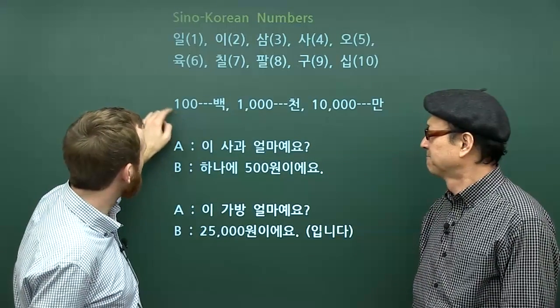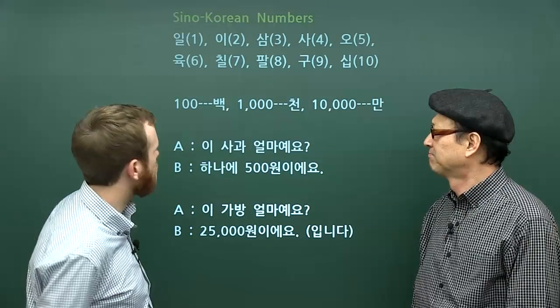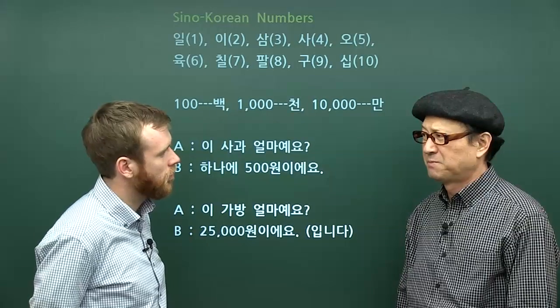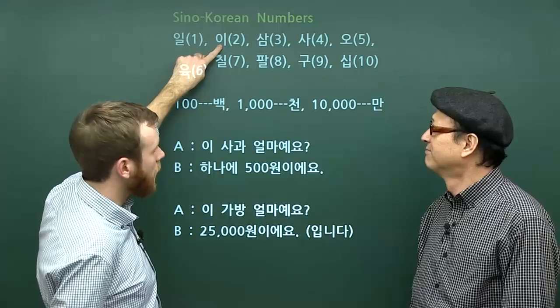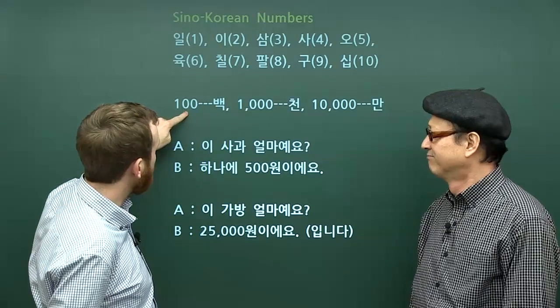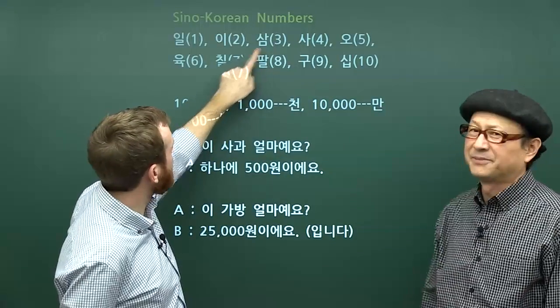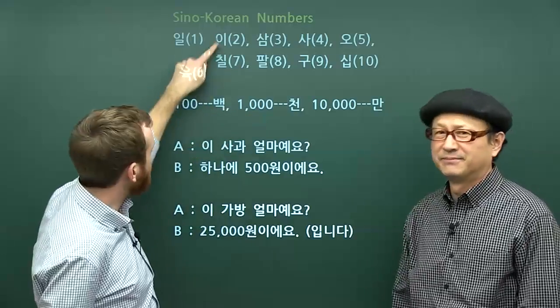Okay, so let's try some examples with 100. So let's build some numbers with 100. 253. I heard 이백, so 2, 100. So 200, 53. 이백오십삼. 253.